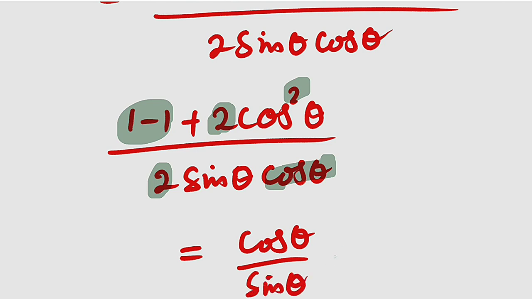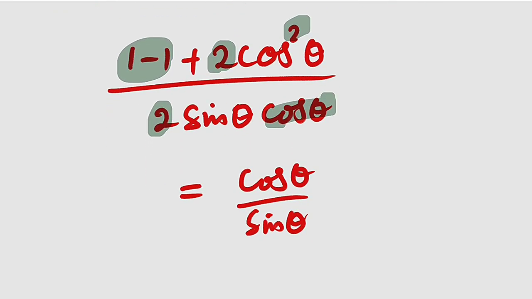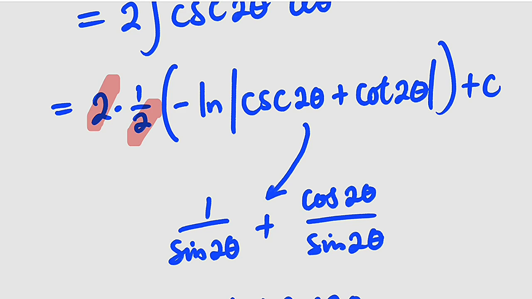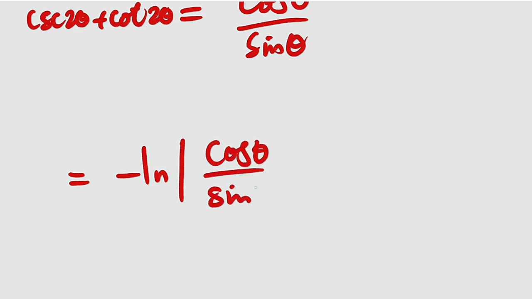And remember that the whole of this expression is the same thing as what? Cosecant 2 theta plus cotangent 2 theta is what we have here. Therefore, we can substitute it back. Instead of this negative natural log of the absolute value of the whole of this, we can replace it with what we have just obtained. Therefore, we have our integration to be negative natural log of the absolute value of cos theta divided by sine theta plus the constant of integration.